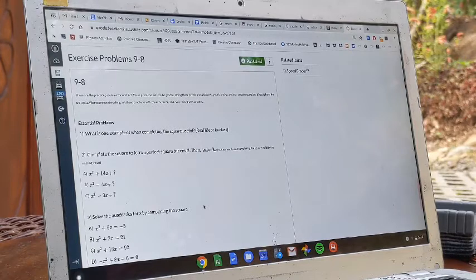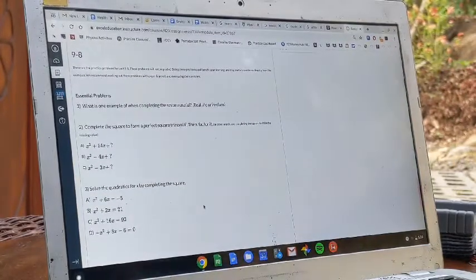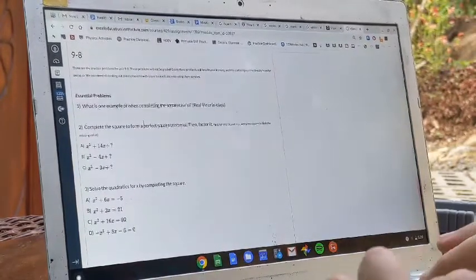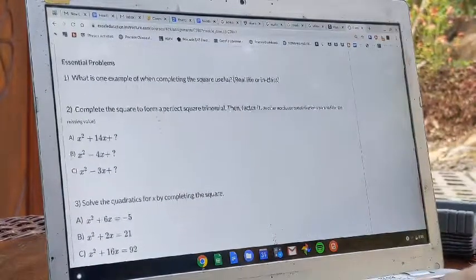Exercise 9-8. If you watched the lecture, you would realize very quickly this is quite hard. If I remember correctly from last year, completing the square was, I think, the hardest section for everybody. And it is for most people. It's very, very hard. So let's take a look. The first problem asks, what's an example of completing the square and how is that useful?